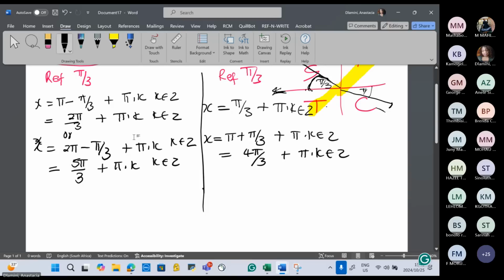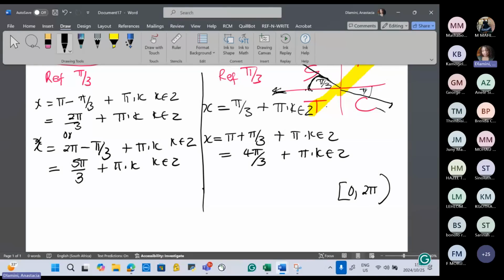What do we do? Remove the period. Remove the pi k. We start choosing values of k such that whatever comes out will be between 0 and 2 pi. Does that make sense? Yes, it does. Okay, let's choose values of k for the first one.